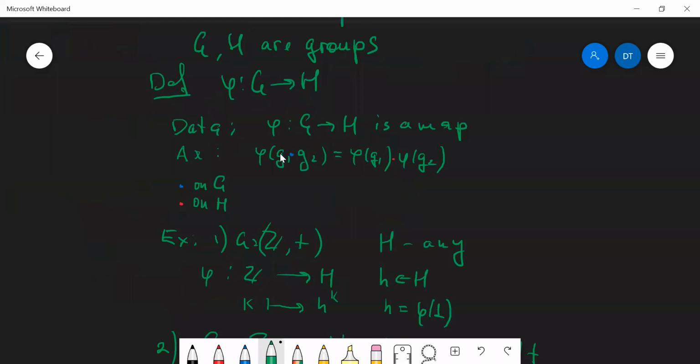So you take 2 elements from the left-hand side, you apply the operation from the group G, and then apply your map. On the right-hand side, you apply the map first and then multiply the results using the operation from the second group. And these two must be the same. Okay? Fine.